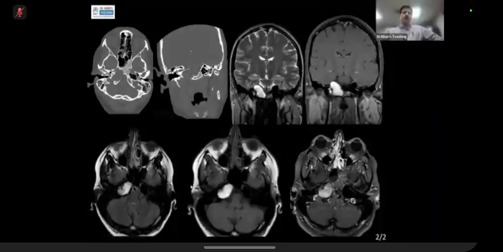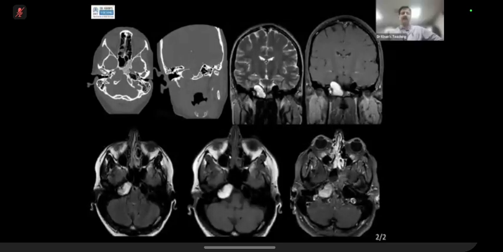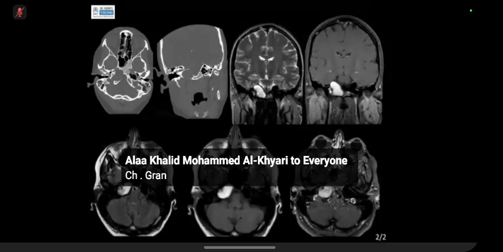Okay, let me give you a hint. The key sequence to make the diagnosis is this T1. What is the signal? That is the hint from me. It's the same signal as fat. And so it's a fat containing lesion.